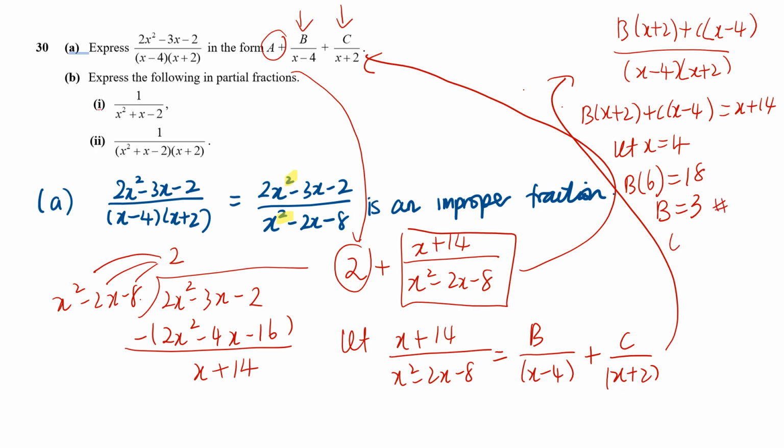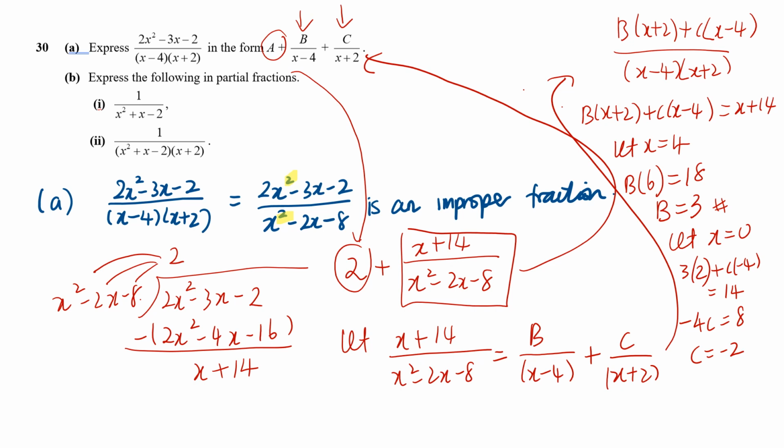Alright, then after that you can just let x be 0. It's the most appropriate one to use. 0 is good because anything times 0 gives you 0, so it is a nice value to use. 14 minus 6, that is 8, huh? Okay, so C is negative 2.